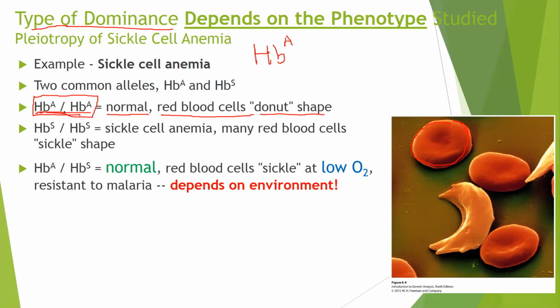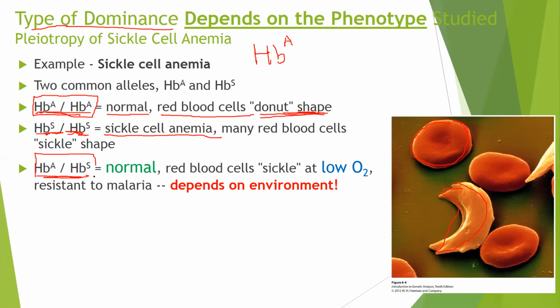So this is the wild type allele. This homozygous individual will have the normal standard red blood cell shape, donut shape. And there's another mutant allele, HBS. So that's the mutant, and this homozygous mutant will give a person sickle cell anemia. So this is the shape. Now let's look at the heterozygous.